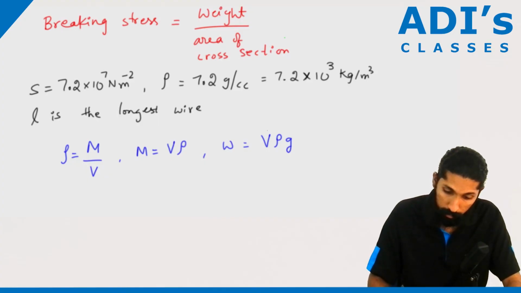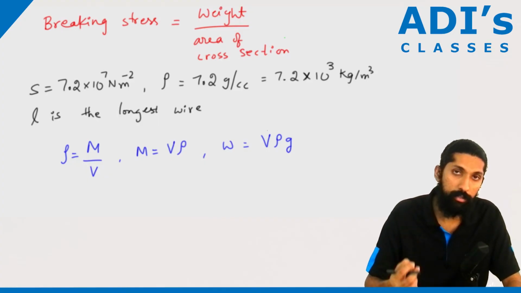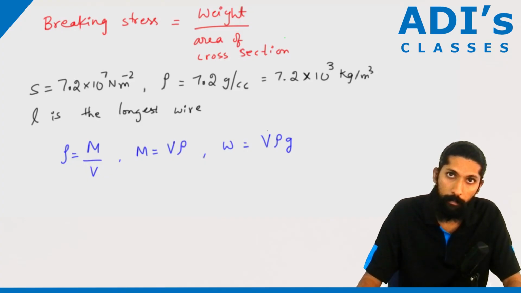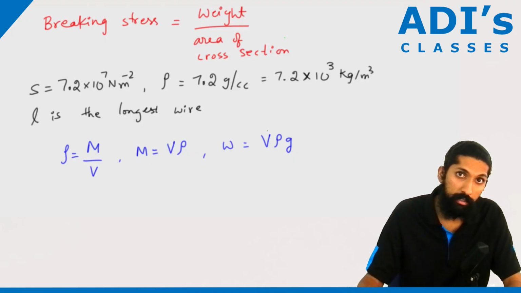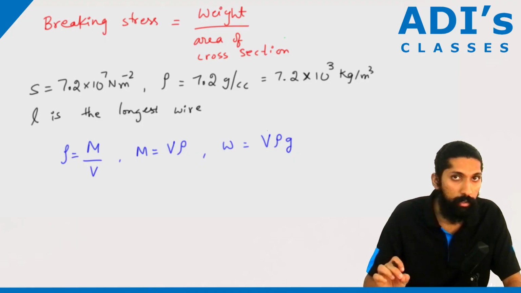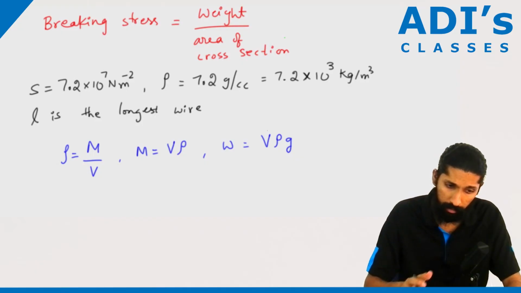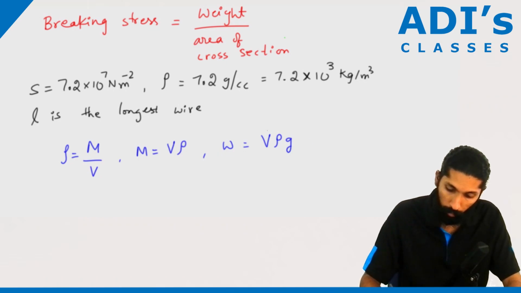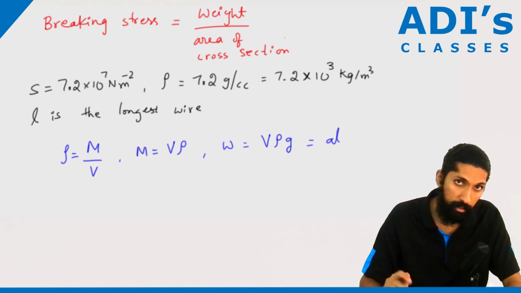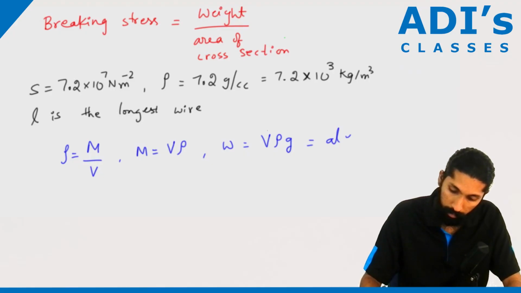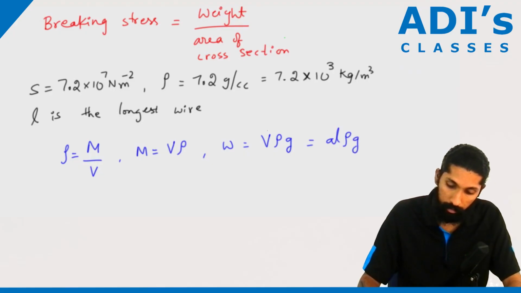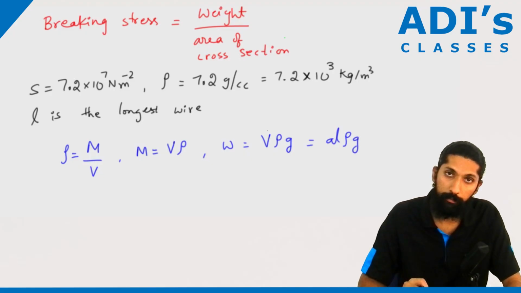Now volume is what? It's a wire, so it's a cylinder. Since it is a cylinder, the length of the wire into area of cross section is going to give you the volume. Let's apply that particular formula. So you are going to have W is equal to volume, which is A into L, where A is the area of cross section and L is the length, into rho into G. This is going to give you the weight of the wire.